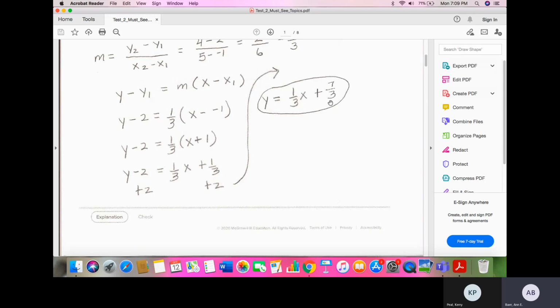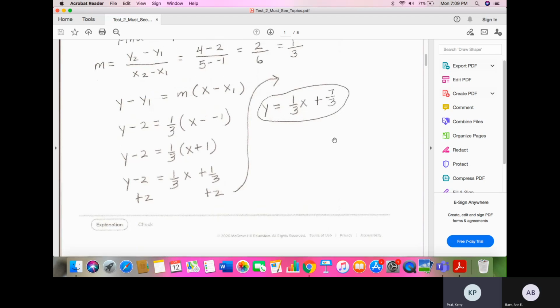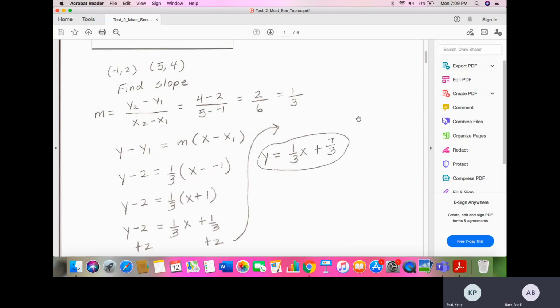Any questions on this problem so far? No. That one actually was a lot easier than the way I'd been doing it. So that's good. Oh, that's good too.